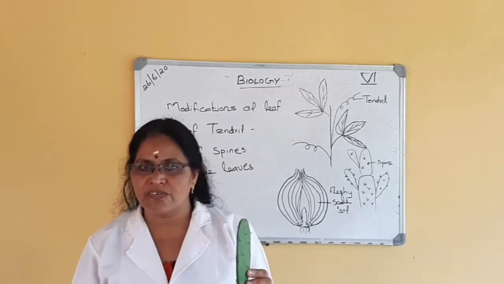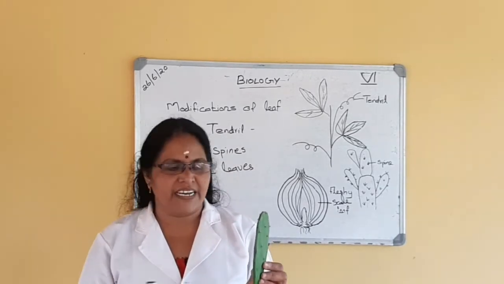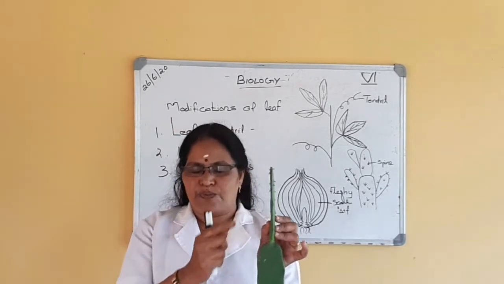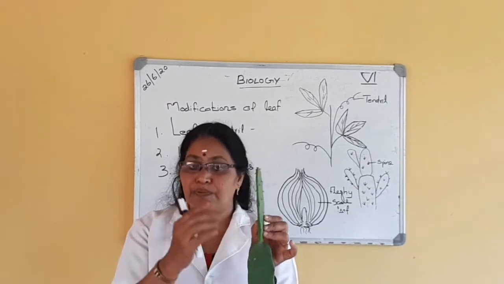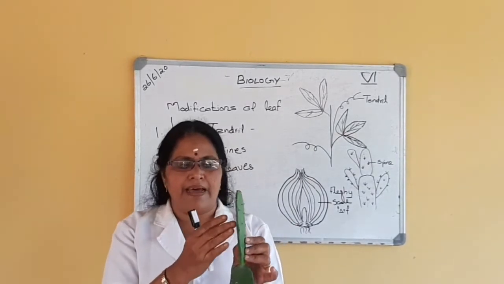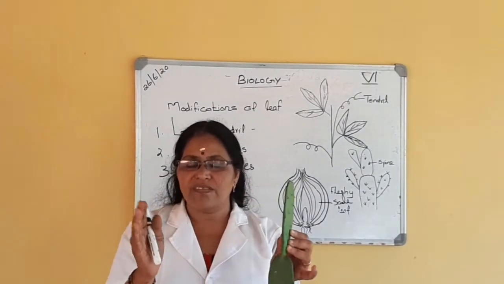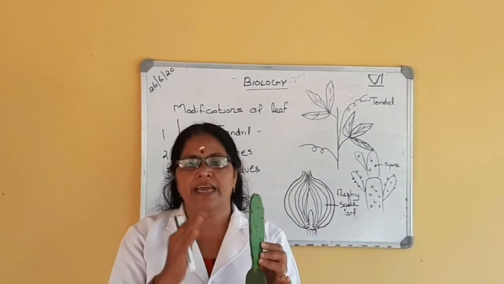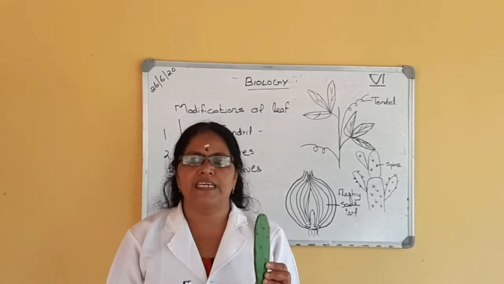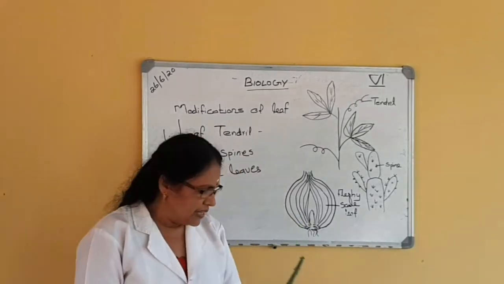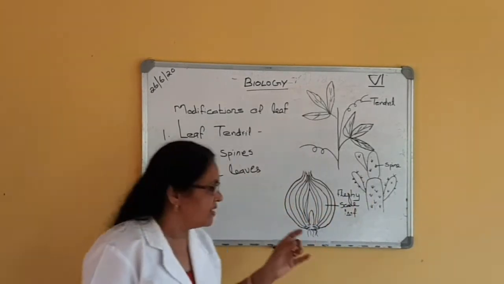What is the term for loss of water? Transpiration. So, in this plant, opuntia, and prickly poppy, another plant, the leaves are modified to spines to reduce the surface area. Thus, it can reduce the transpiration from the plant. Okay, that is one of the modifications, leaf spine.